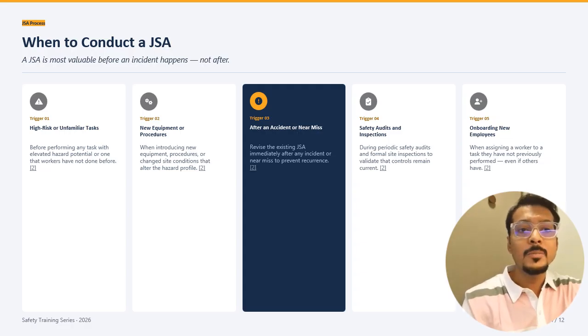So the JSA process: when to conduct a JSA. A JSA is most valuable before the incident happens, not after. So we want to do it before, not after. Trigger one is a high risk and unfamiliar task. Before starting a task with high hazard potential, or one that the work has not done before, that time a JSA is required.